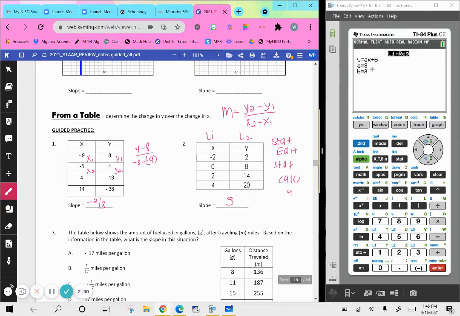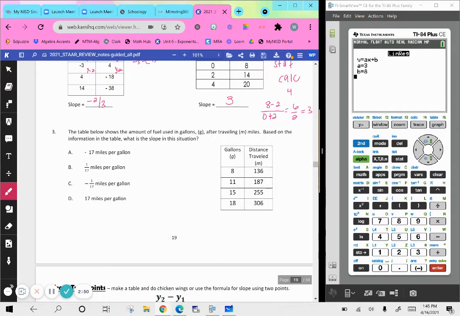And if we did y2 minus y1, we would have 8 minus 2 over 0 minus negative 2, which is just plus 2. So this would be 6 divided by 2, which is 3. So either way, you're going to get the same answer, okay?